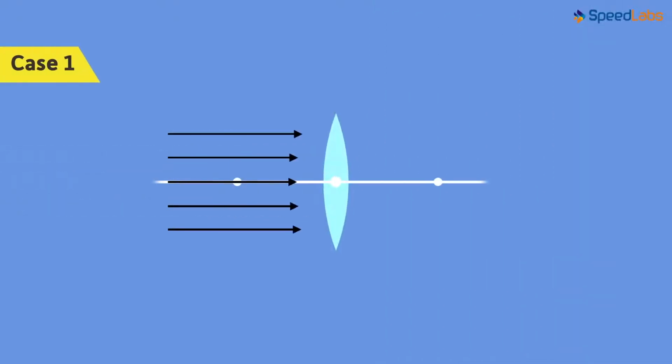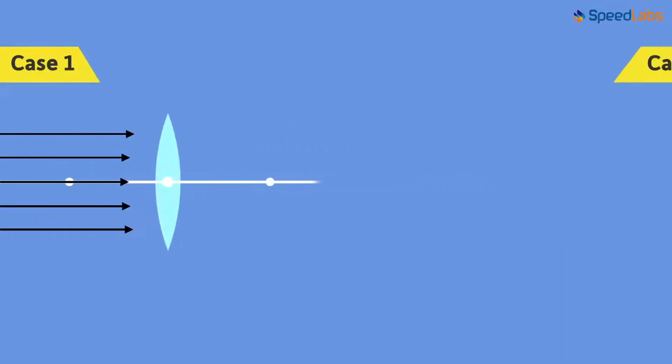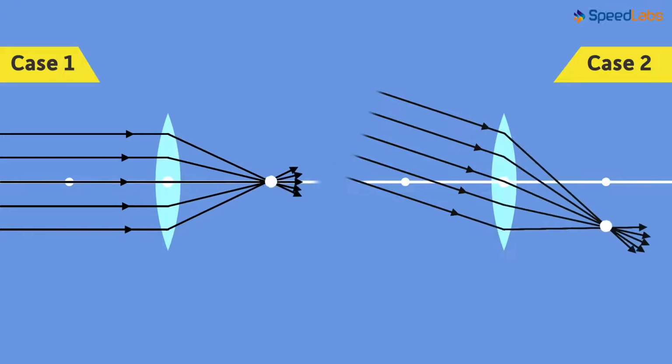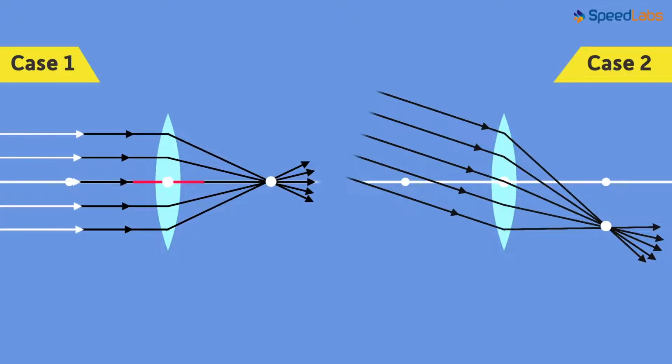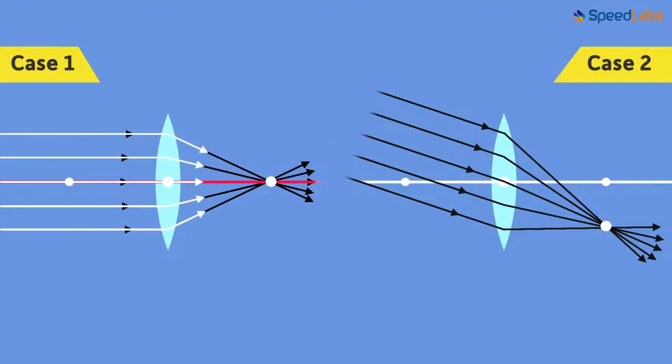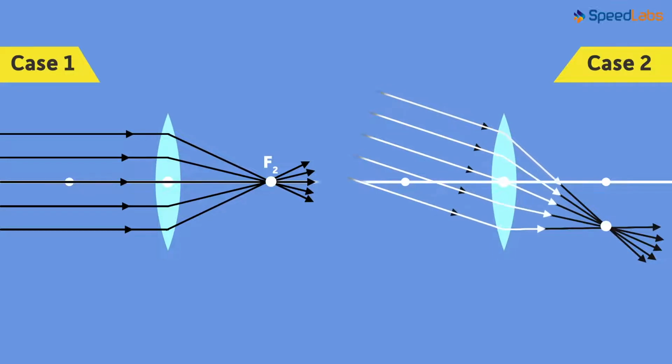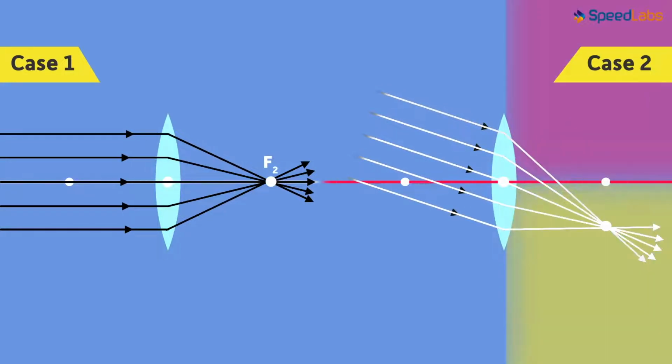First, the lines are all parallel to the principal axis, and second, the lines are parallel to each other but not parallel to the principal axis. In both cases, the parallel rays converge at a single point after refracting from the lens. But there's a small difference. If the rays are parallel to the principal axis, then the point of convergence appears to be the focal point F2. However, if they are not parallel to the principal axis, then the point of convergence may be above or below the principal axis along this line.